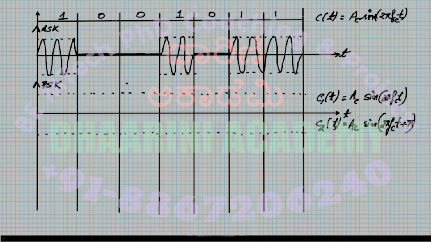Now you see, whenever the first bit is 1, I'll send the C1 of t. C1 of t is simply this. It's a normal wave. Start from 0, goes to maximum, comes to minimum, goes up, reaches a maximum and comes down. Let's assume this is the wave.